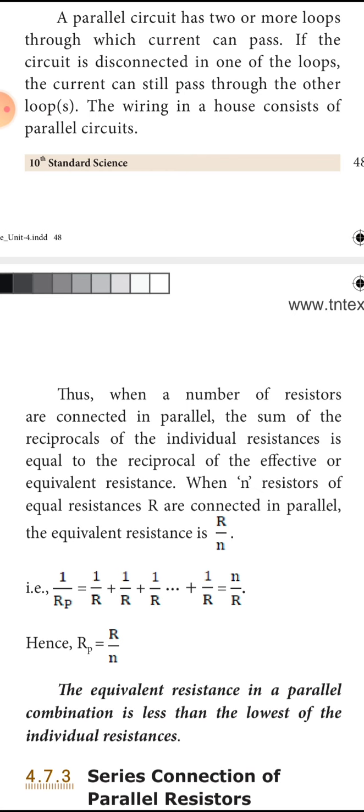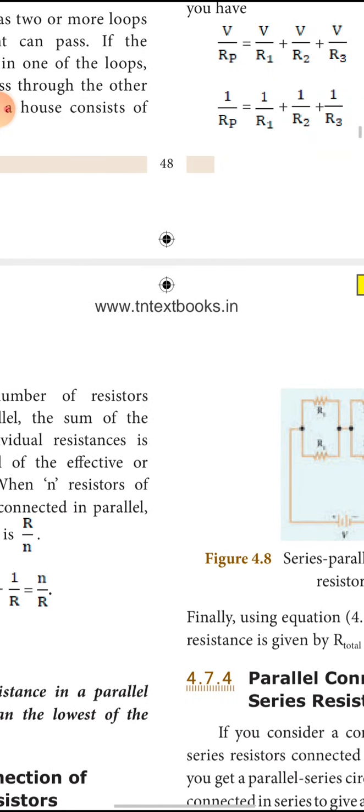If it is connected in series, the resistance will be greater. If it is connected in parallel, the resistance will be lowest. If the resistance is the lowest, the current flowing through the conductor or the circuit will be more. So we will always prefer parallel circuits over series circuits, because resistance is low and conductance is more in a parallel circuit.